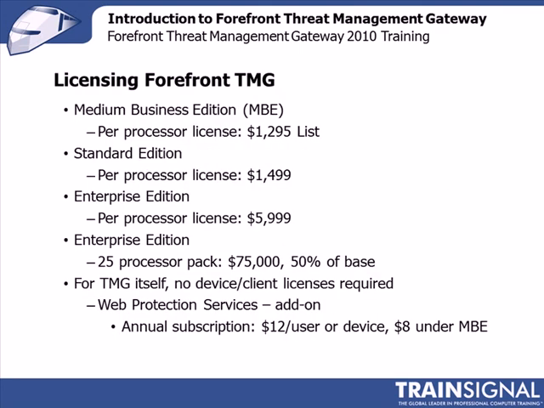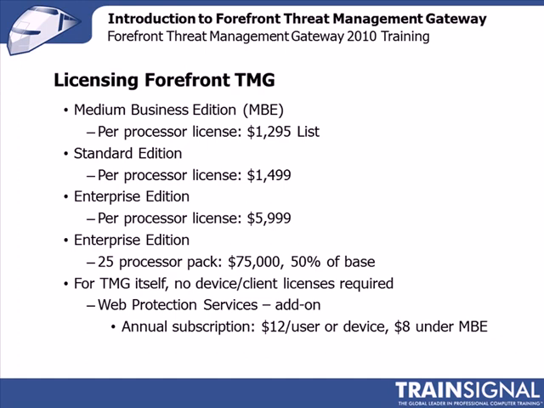This slide will give you a short introduction to the different editions of Forefront TMG, but we'll go into those in more depth later. Here we want to focus on the licensing of the product. First of all, we have the Medium Business Edition, which is available with Microsoft Windows Essential Server for Medium Business. This carries a per processor license that has a list price of $1,295. So if you have a server that has 2 processors, this is going to cost you twice that amount, or almost $2,600. The Standard Edition has a per processor license of $1,499.